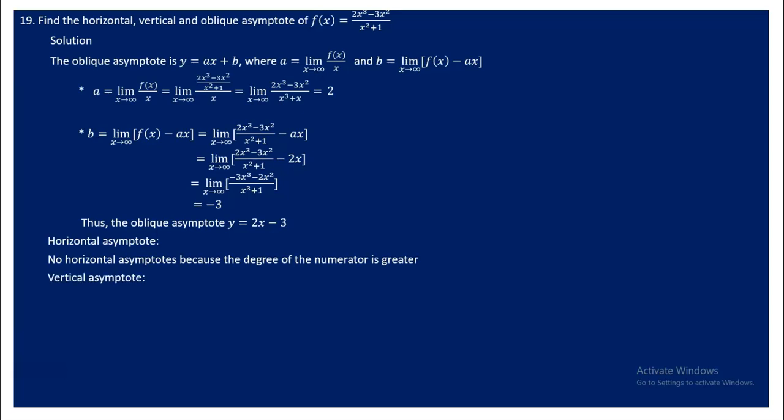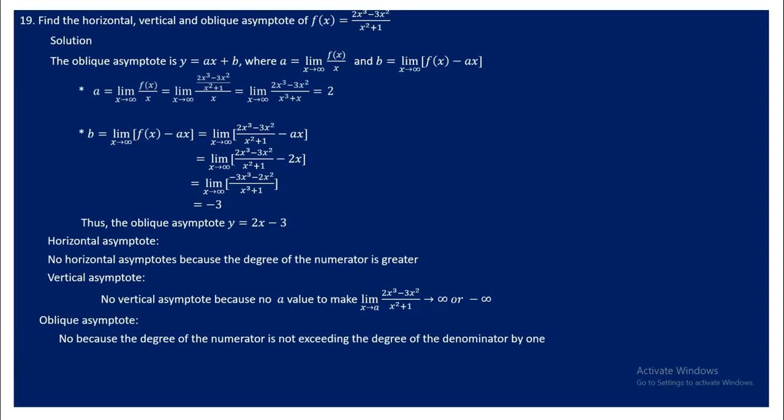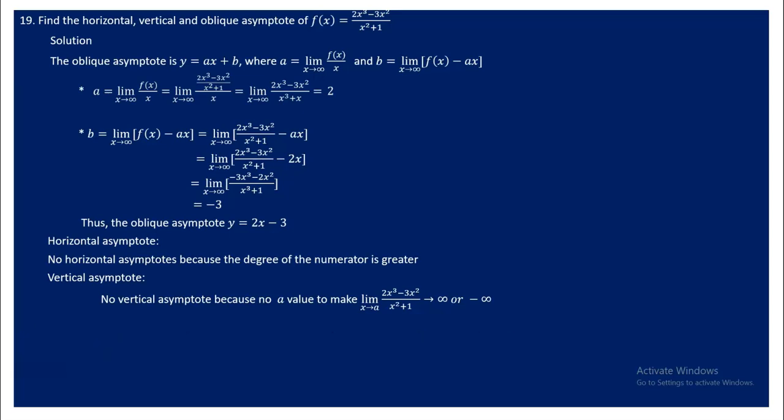So what we need to do is look for the vertical asymptotes, and for that we have to find the case where the denominator is going to be 0, and that is not attained. As you see, this is x squared plus 1, and this can't be 0. We don't have any vertical asymptotes, as can be shown. No value of a makes this limit either positive or negative infinity. So we don't have vertical asymptotes, and the oblique asymptote is already calculated.